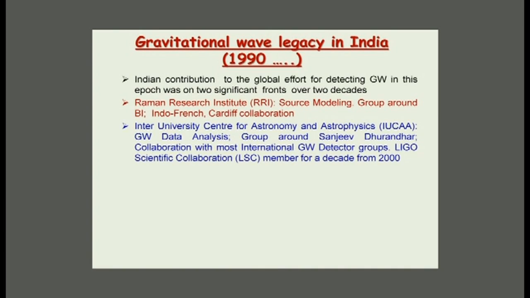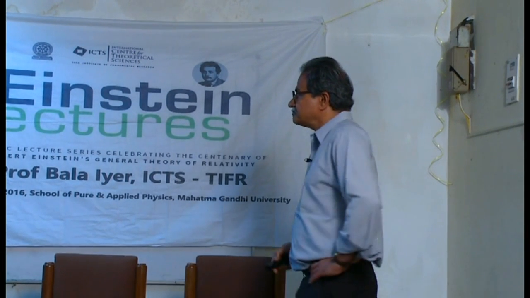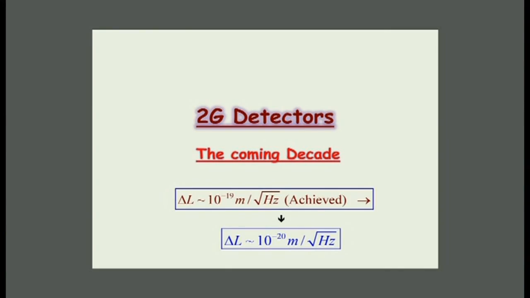But then, in this same period, did anything happen in India? Yes, as I already told you, there were two different activities in India. One was an activity at the Raman Institute on source modeling, and another at IUCAA under my distinguished colleague Sanjeev Dhurandhar, who worked on many different techniques for gravitational wave data analysis. We tried to get an experiment done during that period, but unfortunately that was not funded. Fortunately, all the students who worked in these groups at IUCAA and RRI went to different groups abroad, and today I am very happy to say that all of them are back in India in faculty positions, and our gravity wave effort today is led by this younger generation, not by older people like me and Sanjeev, who are on our way out. So the whole point is that in the coming decade, we want to improve these detectors.